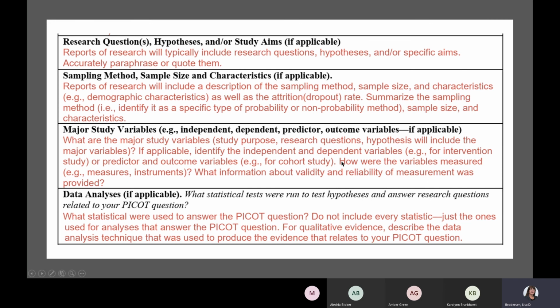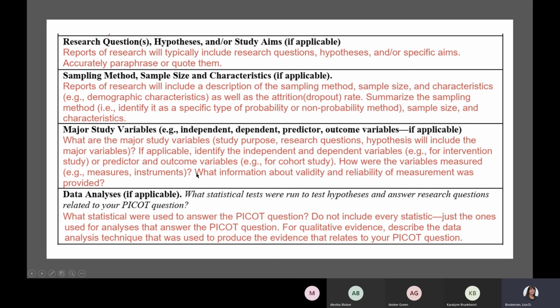And then also in this section, you want to write down how the variables were measured. What instruments were used to measure the variables? If the dependent variable is blood pressure, then you would specify the type of blood pressure cuff that was used to assess blood pressure. If the dependent variable was a disease, then you would specify how that disease was diagnosed. That would be your measure of that particular variable.